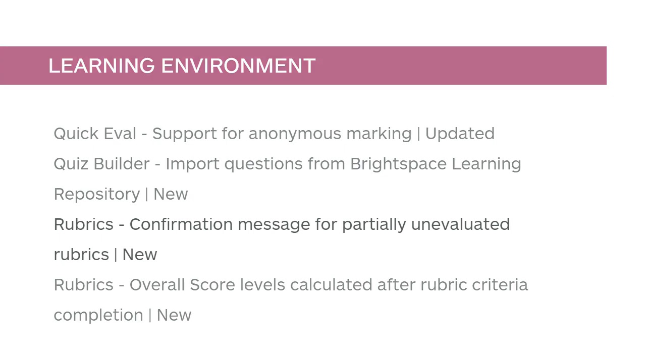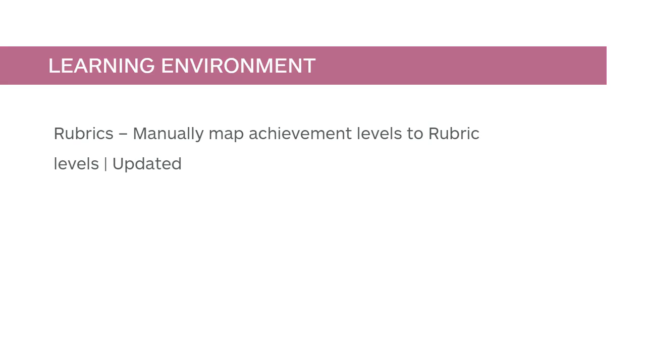The publishing workflow in the new Rubrics grading experience now includes a confirmation message that warns users when the rubric is not fully evaluated. When evaluating against a rubric, the overall score is now calculated after all the criteria in the rubric have a score selected. You can now manually map achievement levels to rubric levels for all types of rubrics.